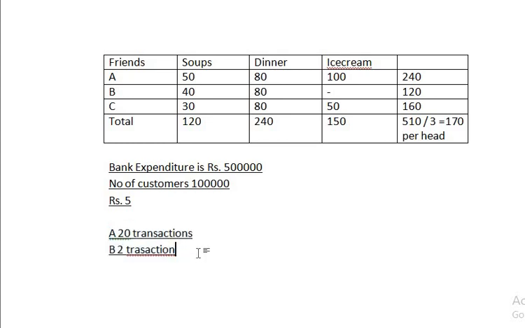This is not appropriate because A did 20 transactions in a bank, but Mr. B did only 2 transactions. This is not a fair method of allocation of cost. So instead of dividing the total cost by the number of customers, allocate the cost based on the activity.